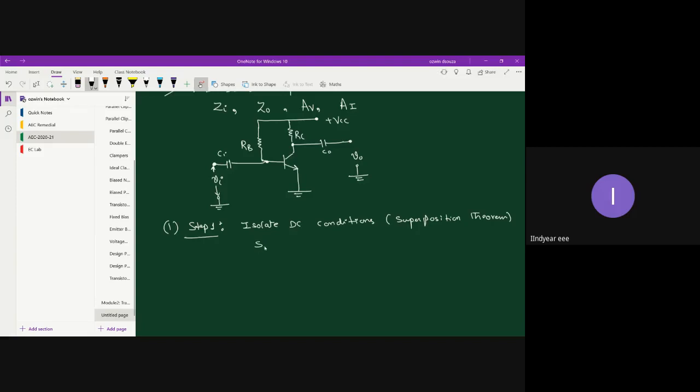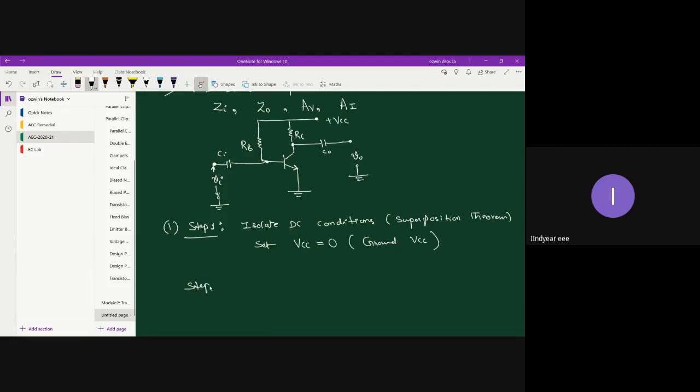So we apply the superposition theorem to isolate DC operation, in the sense, let us set VCC equal to 0. This is also called, sometimes we say, ground VCC. So I'm forcing VCC to 0, just to have AC conditions in my system. That's my step 1.